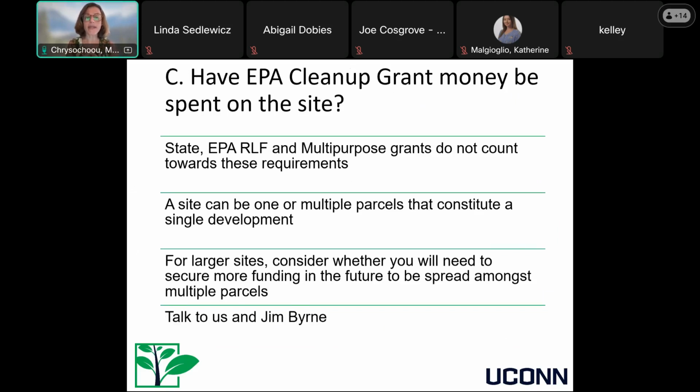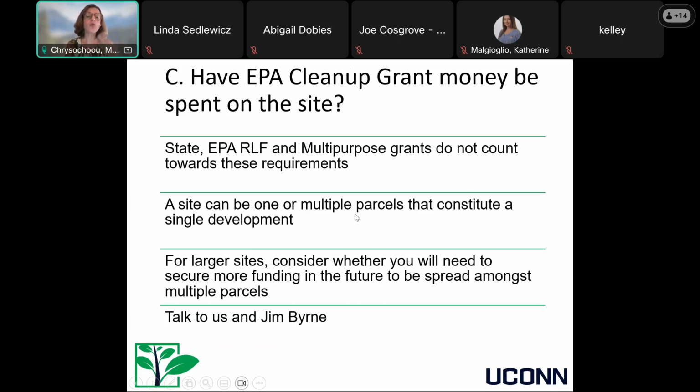Another requirement is, as I mentioned before, that the site has not been cleaned up using EPA cleanup grant money before. And to be very clear here, we are talking specifically about EPA cleanup grants. So if you have received any kinds of state money, any types of 129(a) money, revolving loan fund, or multipurpose grants for a particular site, that does not count towards these requirements. All these other types of grants can be used together with a cleanup grant to clean up a site, but you cannot have two cleanup grants for the same site.